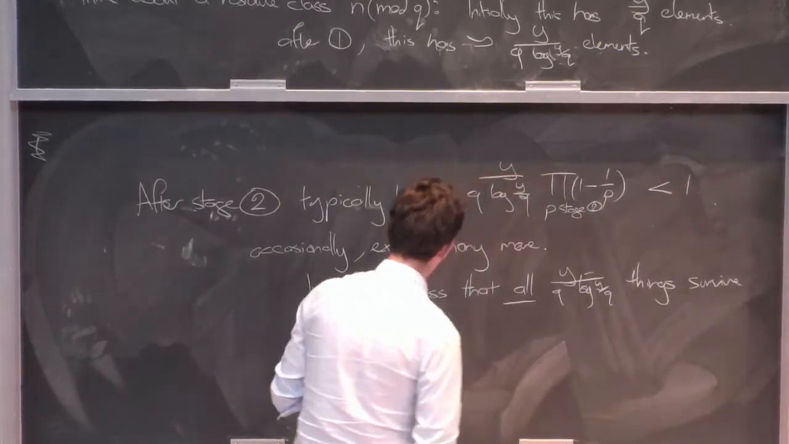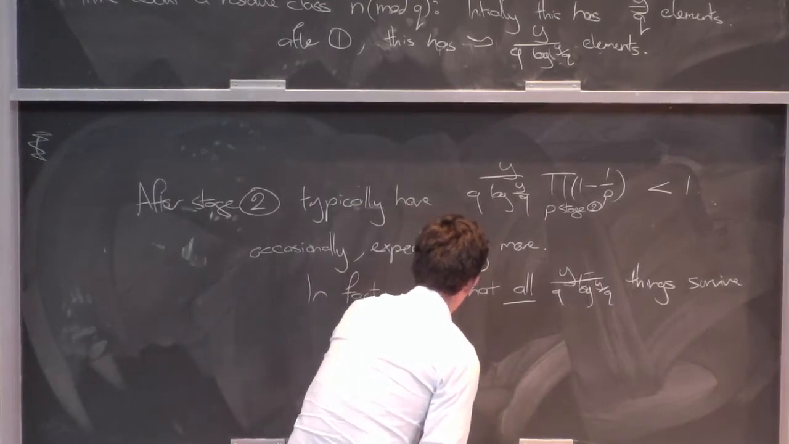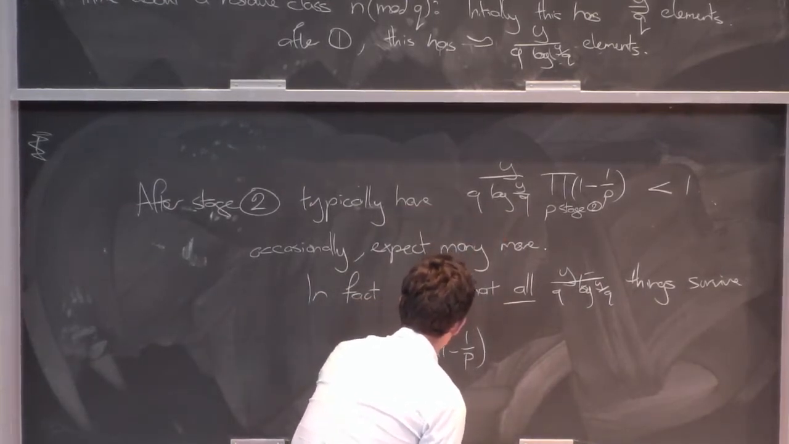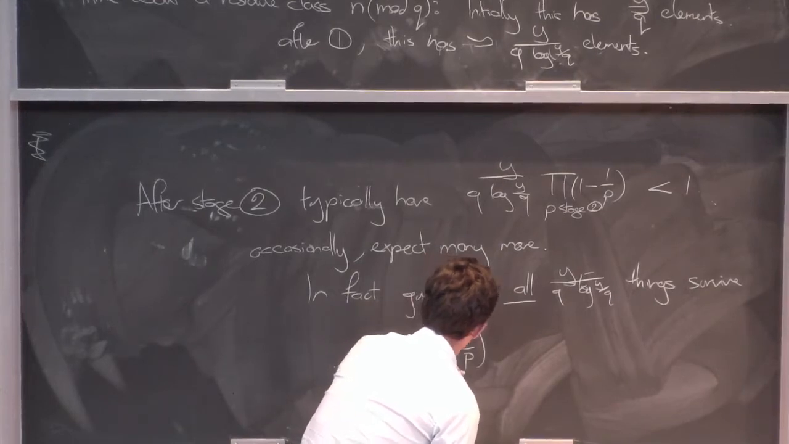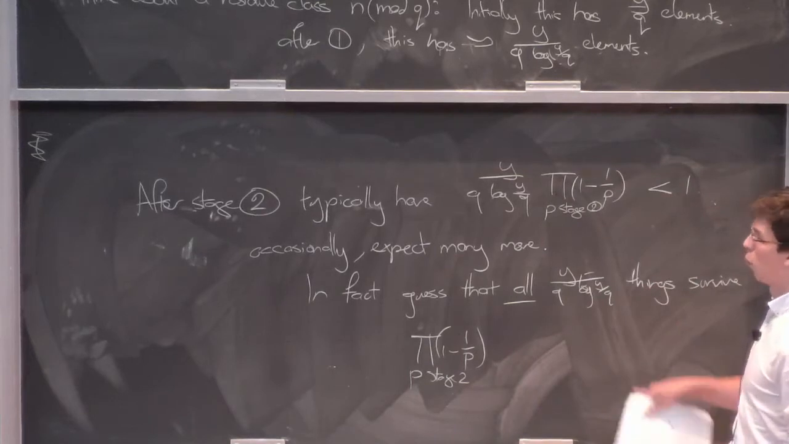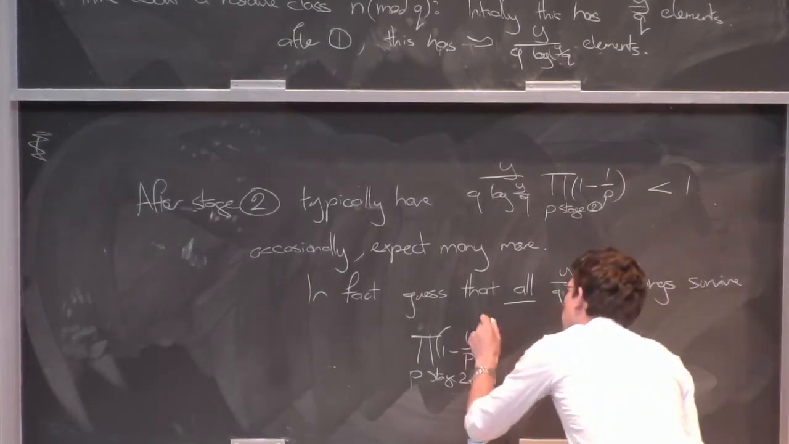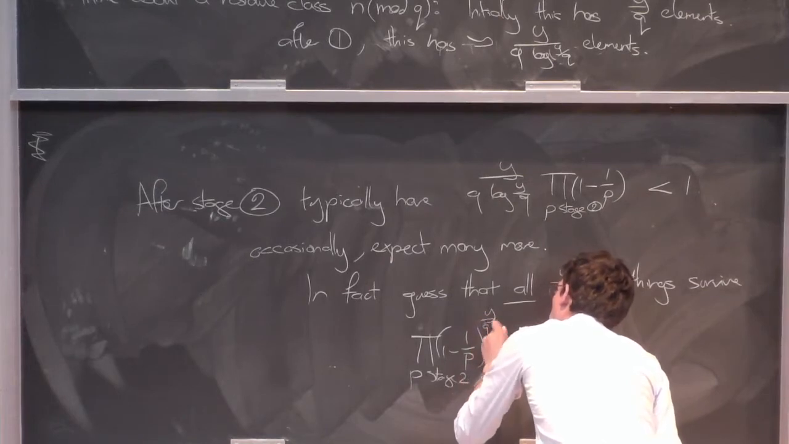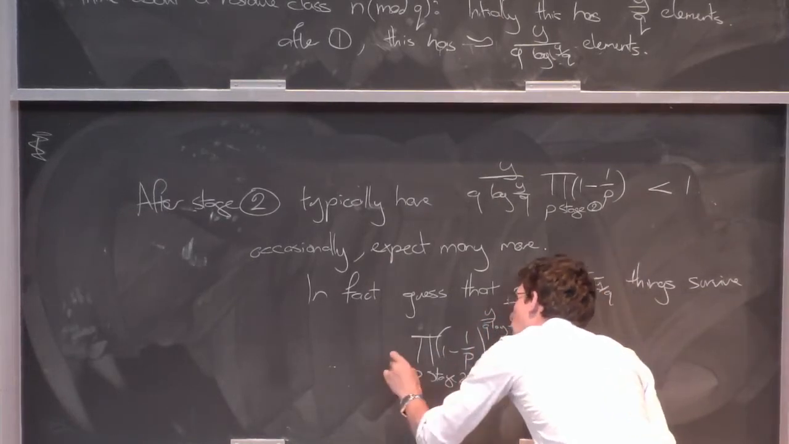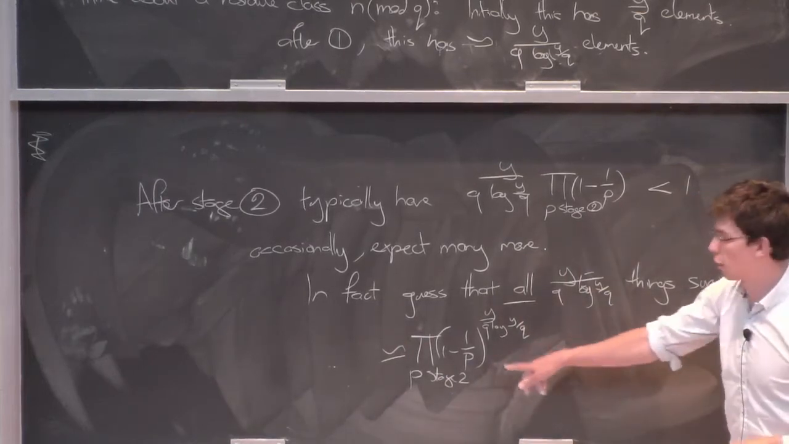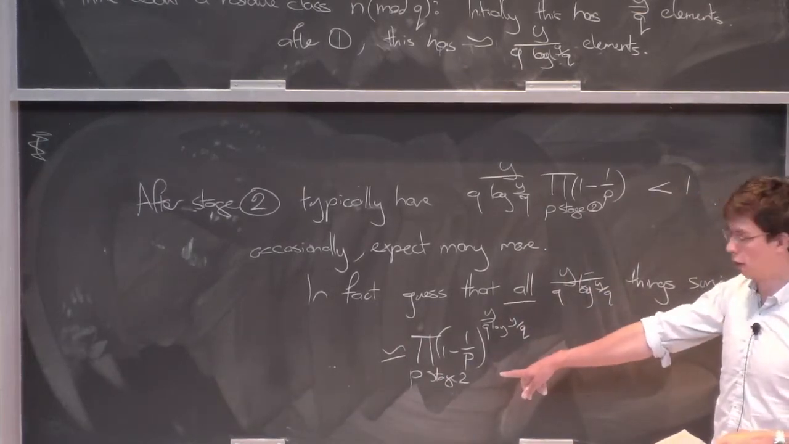So what's the probability that any one of them would survive? Well, that'd be probability about 1 minus 1 over p for all p of stage 2. And the probability that all of them survive, well, maybe these are all independent, so this would be that quantity to the power y over q log y over q. So this is going to be a pretty small quantity.